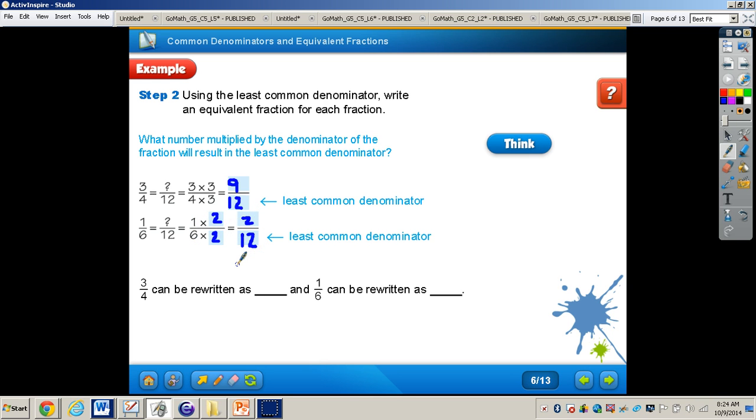So if we're using a common denominator for 3/4 and 1/6, okay, 3/4 must be written as 9/12, and 1/6 must be written as 2/12.